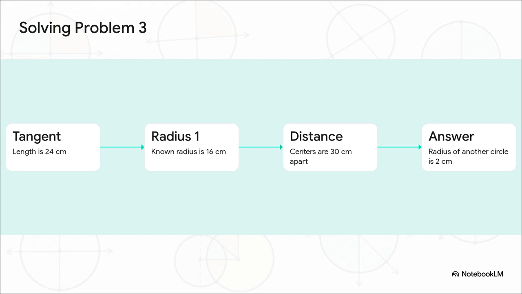Since the square root of 324 is 18, we know that 16 plus our unknown radius must equal 18. And what does that leave us for the missing radius? Exactly, 2 centimeters. So our answer is option C. Great job following along with that algebra. It can get a little tricky.